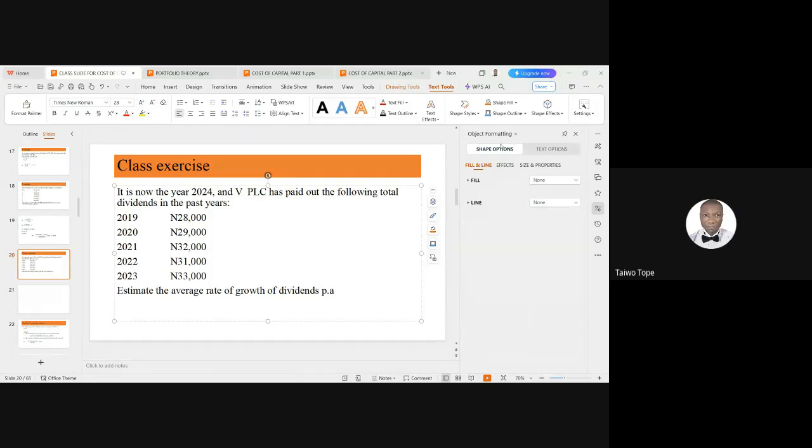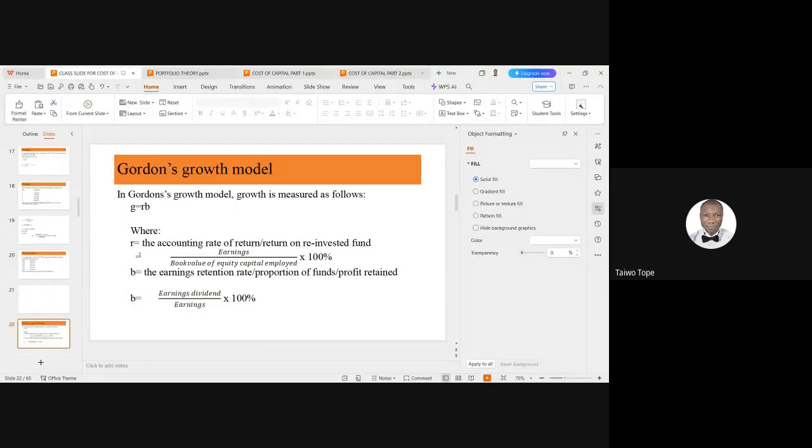So 4.2. We have another approach to determine the growth rates, which is the Gordon's growth model. Sometimes it can be referred to as the reinvestment of earnings model. This model is based on the assumption that the higher the company's level of retention, the greater is the potential growth rate.